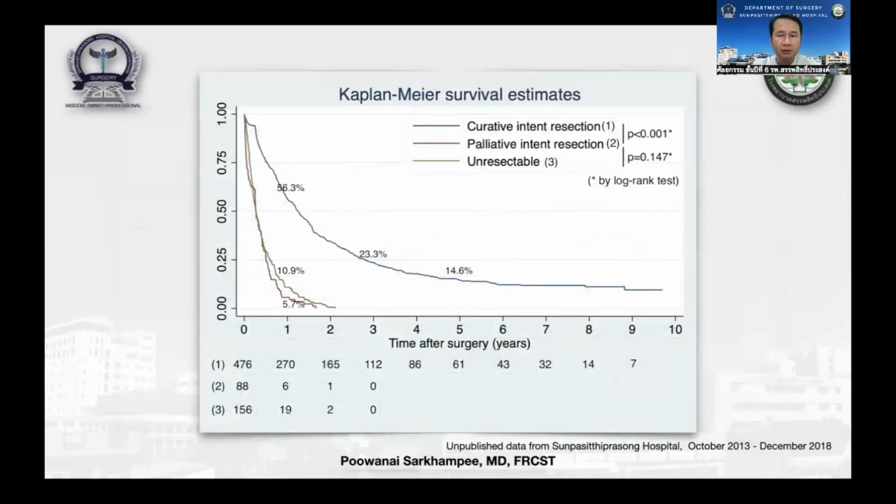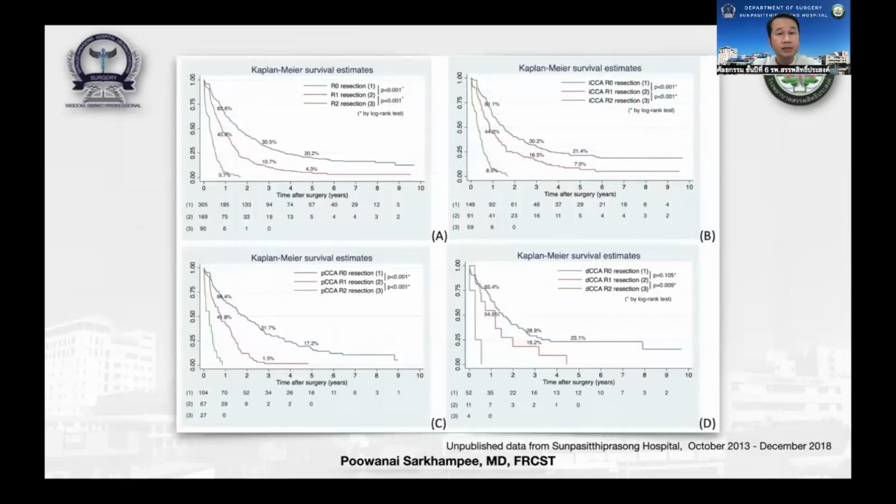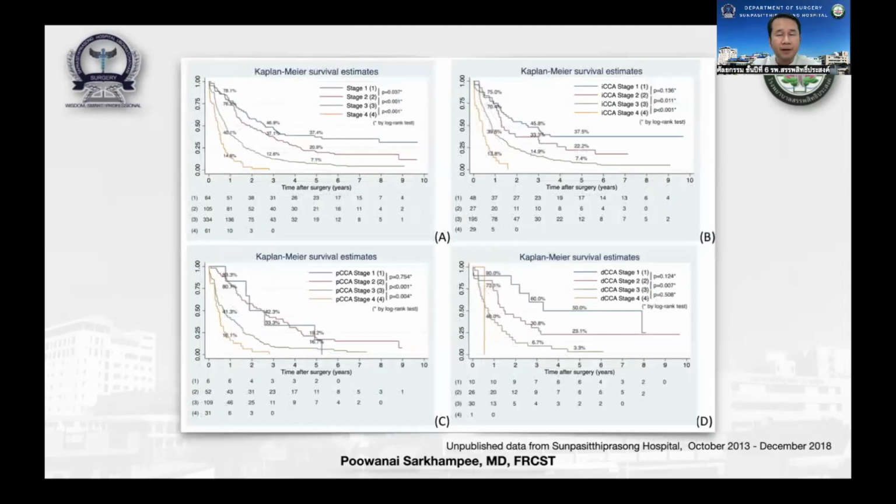For patients with curative intent resection, we had 5-year survival, but for palliative intent and unresectable cases, the survival outcome is very poor. And if the patients underwent curative resection, R0 resection is better than R1 and R2 resection at any stage, okay? In stage 1, stage 2, stage 3, stage 4, survival outcome differs in every type of cholangiocarcinoma. So resectability assessment is the most important step. If the patient can undergo curative intent resection, the patient will get longer survival than the patient with unresectable disease.